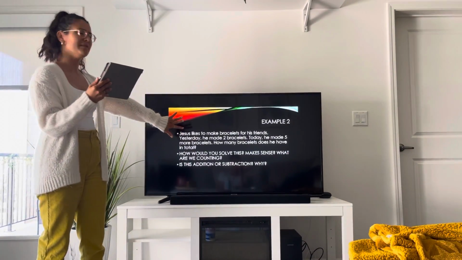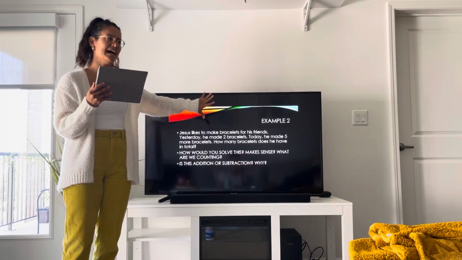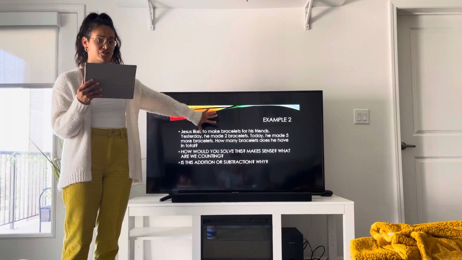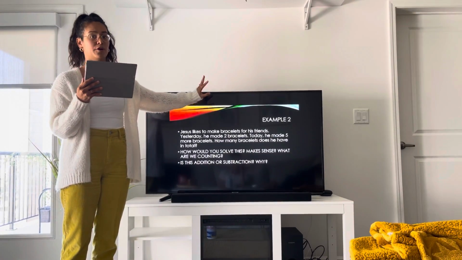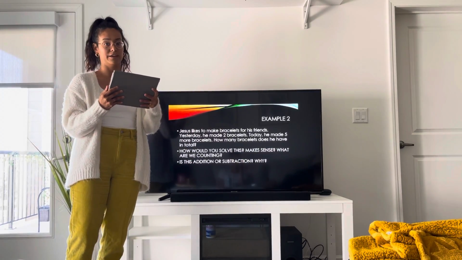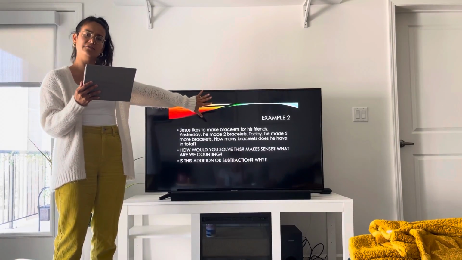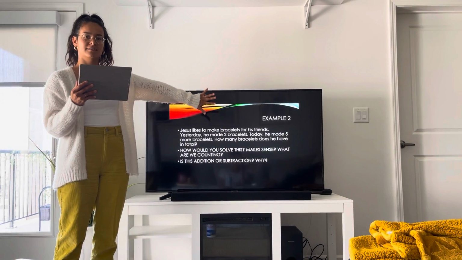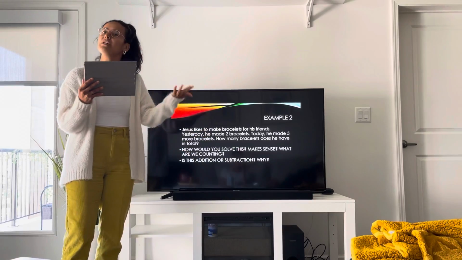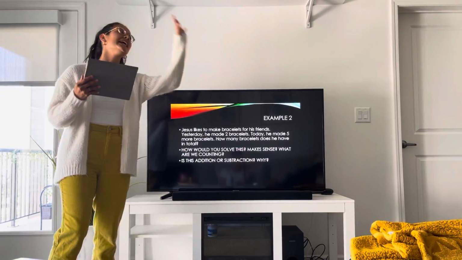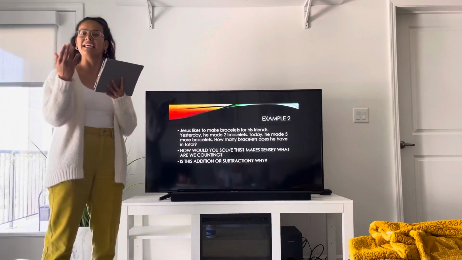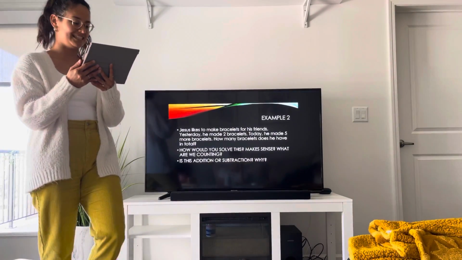Does this problem make sense? Could it happen in real life? No. Actually, yes. It's possible for a boy to be making bracelets. So it could happen in real life. So could it happen in real life? Let's try again. Yes. Yes, it could. Very good. What are we counting? What is the main idea? What are we counting in this problem? Yes. Bracelets. Yes, very good.